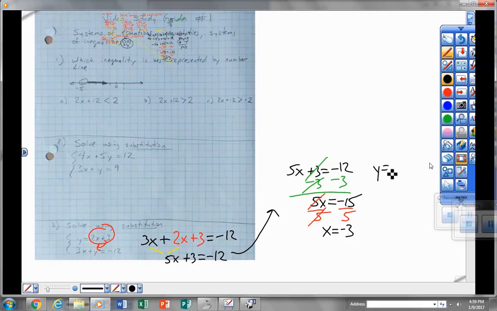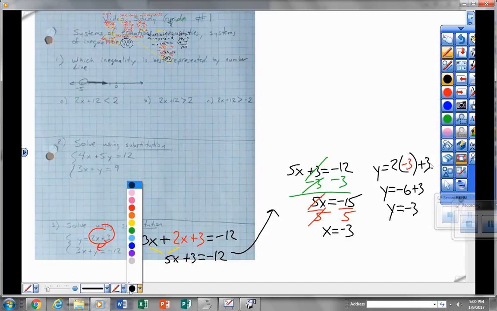To solve for y, take that negative 3, and where there's an x, I'm going to replace that x with negative 3. I'm going to choose that top equation because I think by far that's the easier of the two. So that gives me y equals 2, and where that x used to be, negative 3. And right here in yellow, I'm going to show you where I'm substituting in. And again, that one was by far the easier one to solve for y.